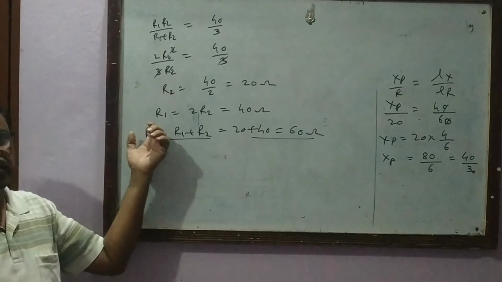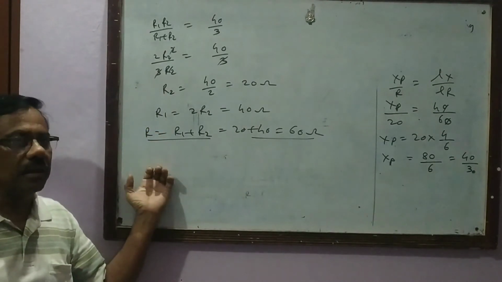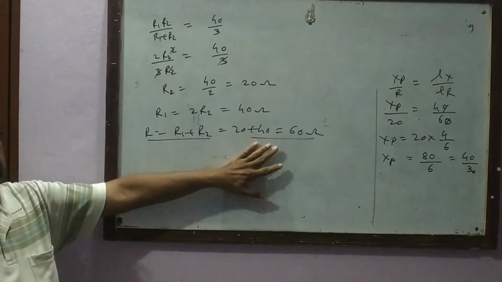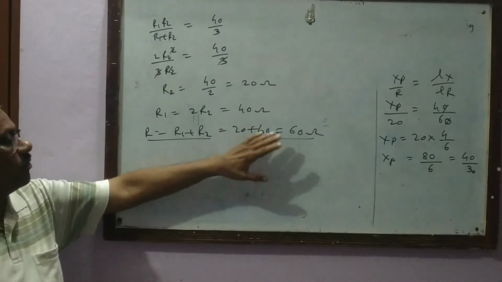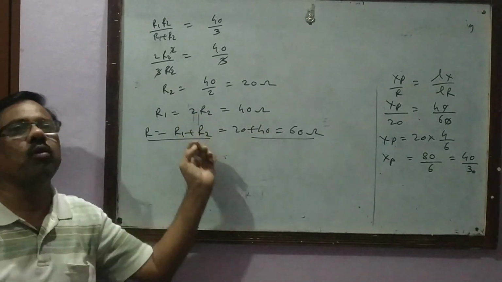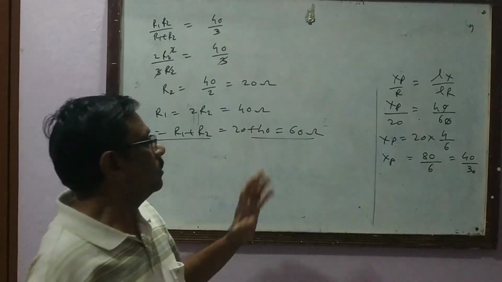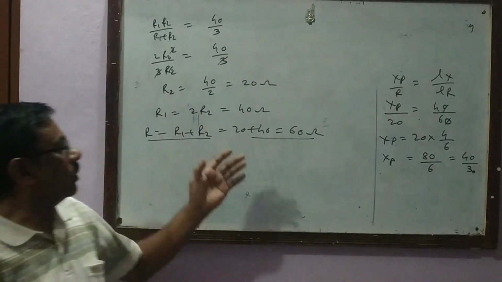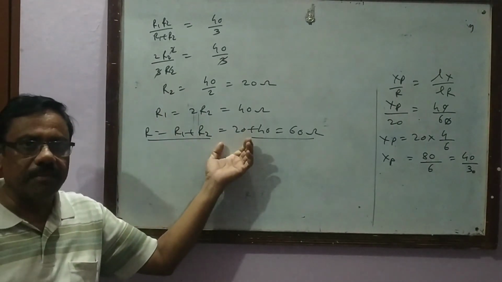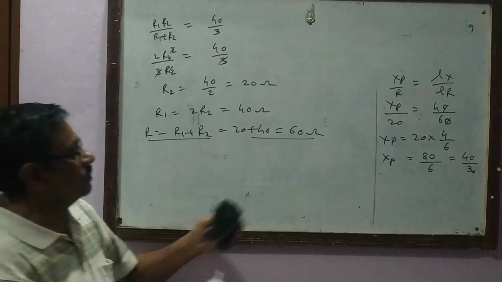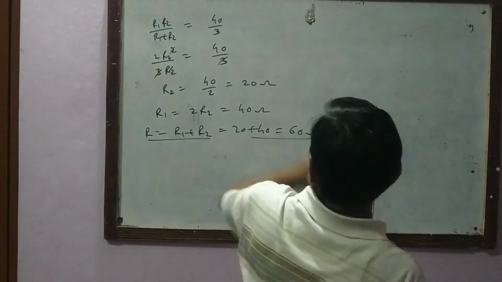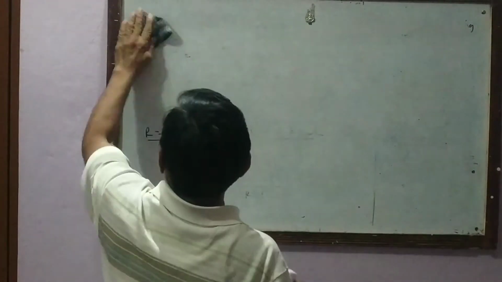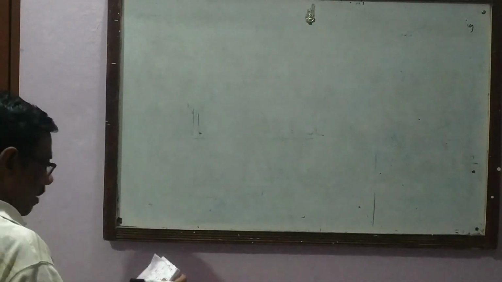In this way, we have seen the fifth example of the meter bridge. Now, this is one of the important examples for 4 marks. Dear student, we will see the next example. This is one of the important examples for 4 marks in your exam.